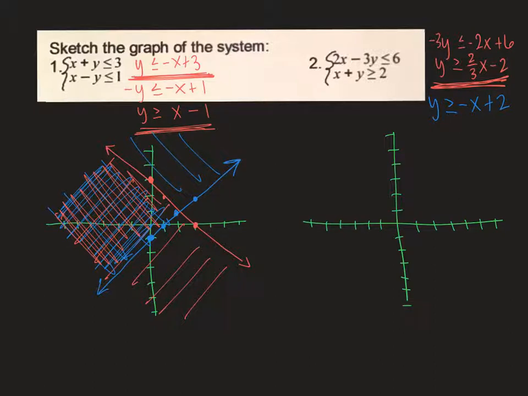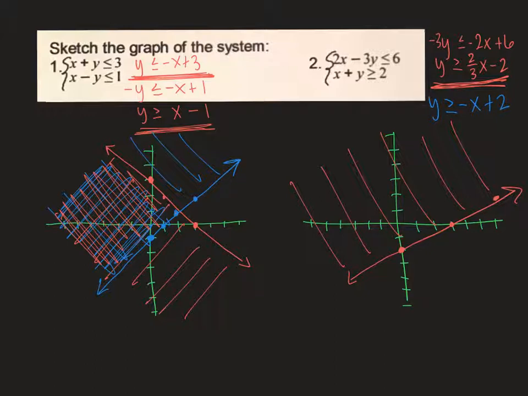So for the first equation, y is greater than or equal to 2/3 x minus 2. I'm going to start at -2. My slope is 2/3, so I'm going to go up 2 and over 3. It's greater than or equal to, so it's going to be a solid line. And greater than, we're shading above that line. Again, you can always test a point if you're not sure.